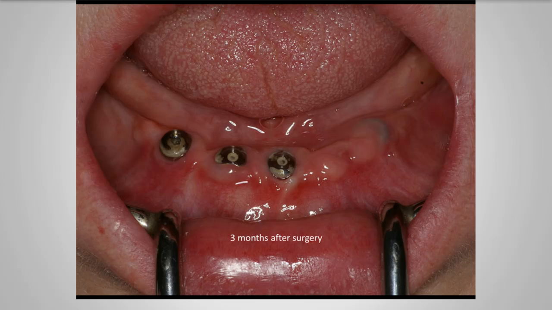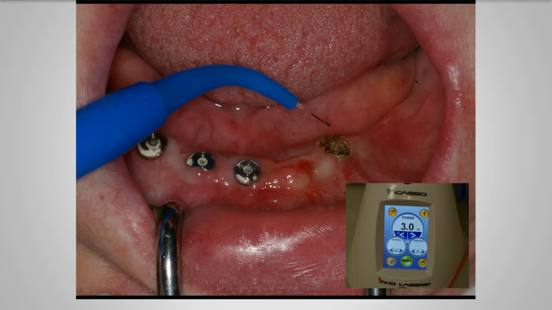3 months later, we see the upper arch has healed very nicely. We look at the lower arch 3 months after surgery. We see that the patient has quite a bit of tartar buildup on the healing caps that have exposed themselves. And we know that we need to expose the 2 other healing caps in the patient's lower right arch. So utilizing the Picasso laser from AMD Lasers, we set the setting at about 3.